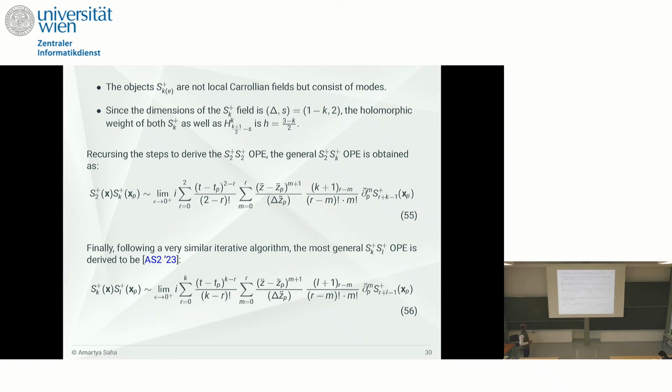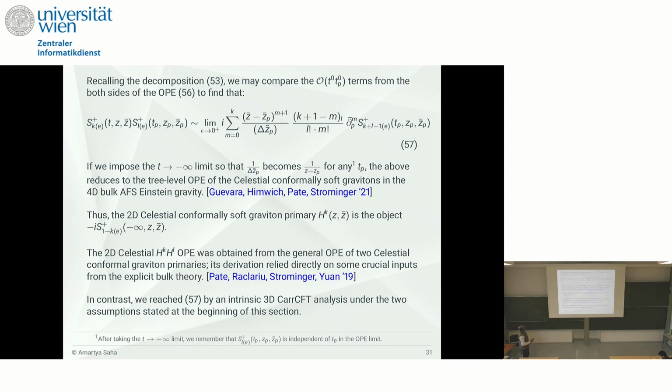Now, since we have seen that there is some time polynomial expansion for SK and SL, and the right hand side can also be expanded in time, if we expand them and compare the t to the power 0 terms' coefficient from both sides, we recover equation 57.